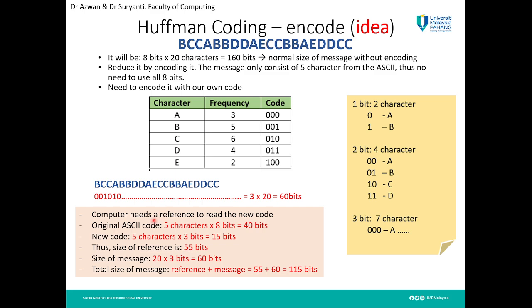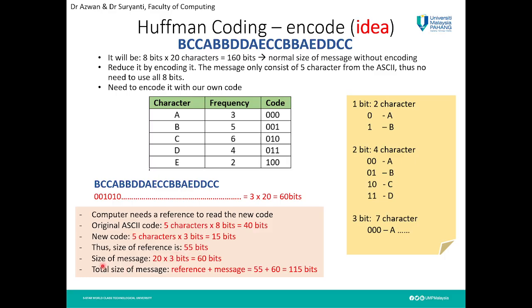How to do the reference? The reference must come from this. First, we see the original ASCII code for this message: 5 characters times 8 bits, because ASCII code has 8 bits. So 5 characters times 8 bits equals 40 bits. For the new code, we have 5 characters times 3 bits, because we use 3 bits here, equal to 15 bits. Therefore, the size of the reference is 55 bits, because we add the ASCII code and the new code, 40 plus 15.